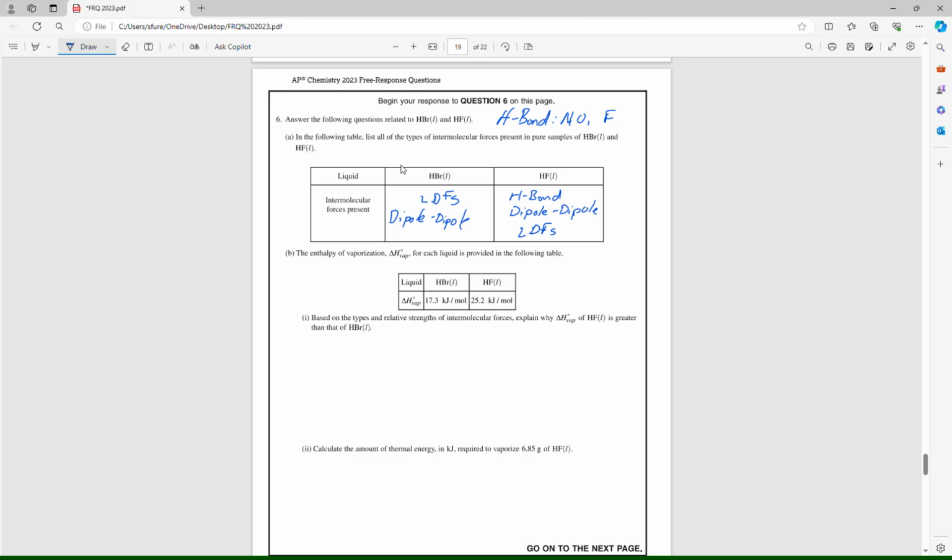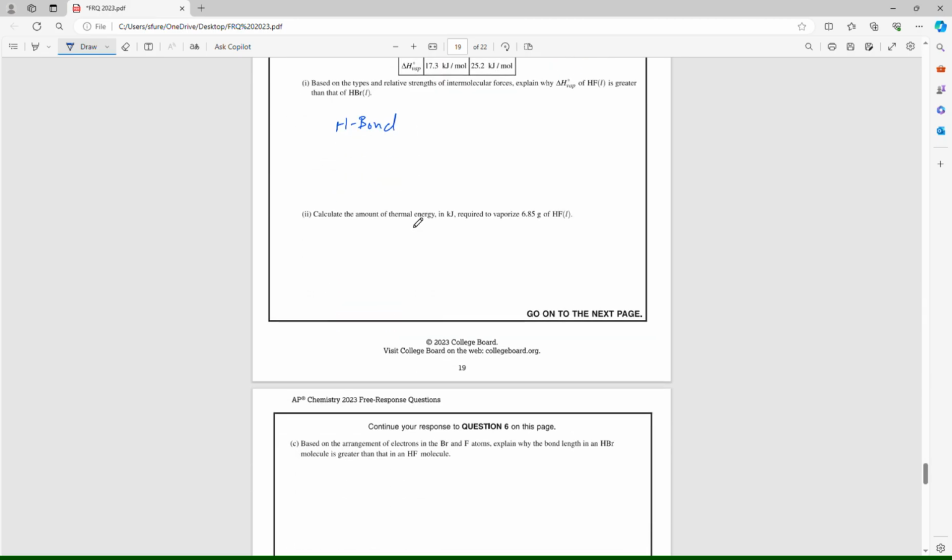It's harder to pull apart the HF molecules because it's got those strong intermolecular forces with the hydrogen bonding. So you would really just say H bonding makes it harder to pull apart the hydrogen fluoride, which increases the delta H vaporization of hydrogen fluoride.